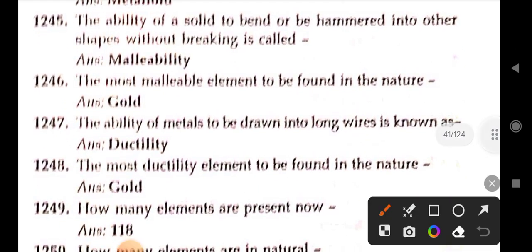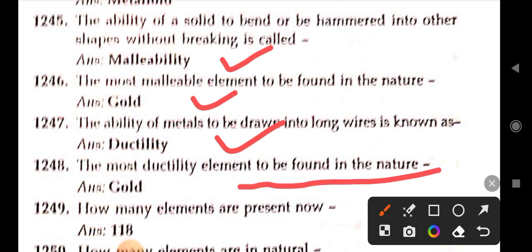The ability of a solid to bend or be hammered into other shapes without breaking is called malleability. Next, the most malleable element found in nature, gold. Next, the ability of metal to be drawn into long wire is known as ductility. Next, the most ductile element found in nature, gold.